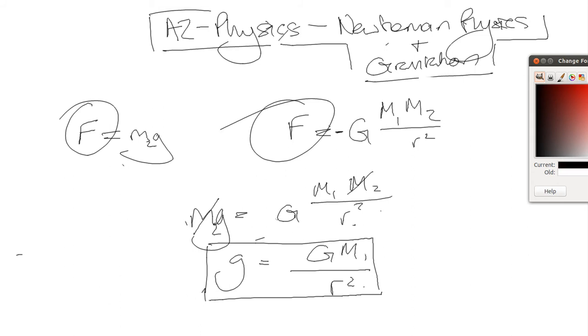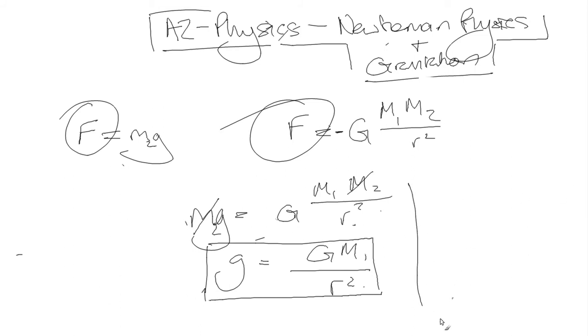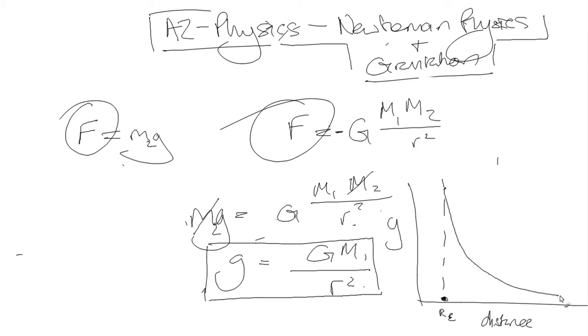we'd see that g from the surface of the Earth, this is distance, and this is g. Okay, we'll call this RE, the radius of the Earth. It would fall somewhat like this, not exponentially, but somewhat like that. Okay.